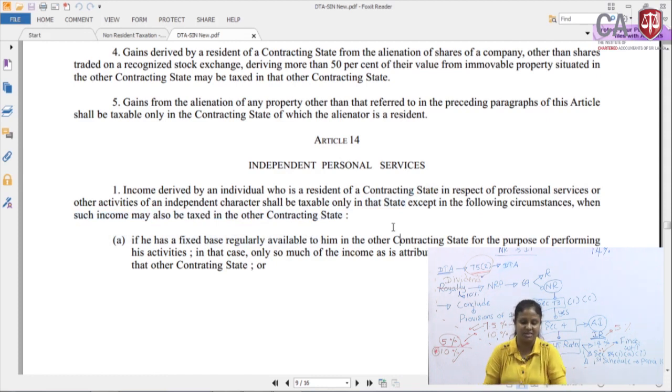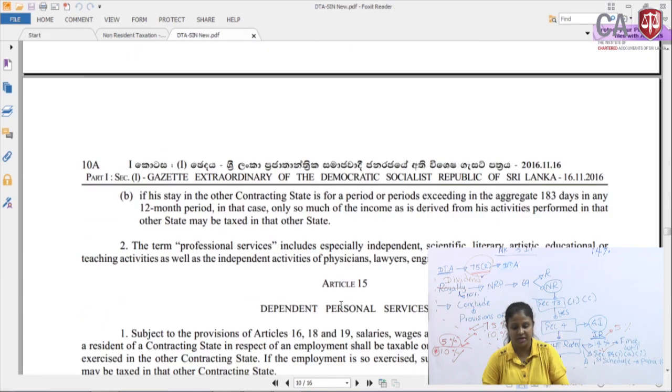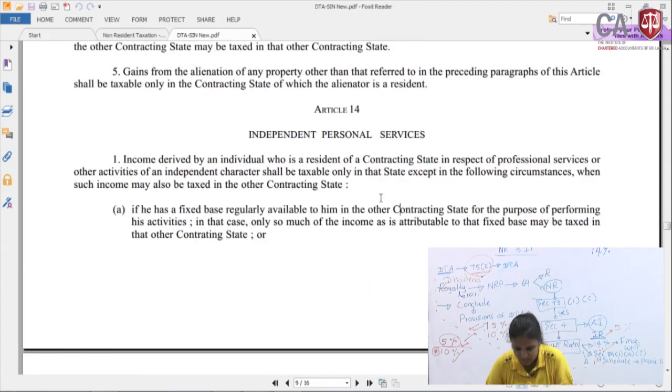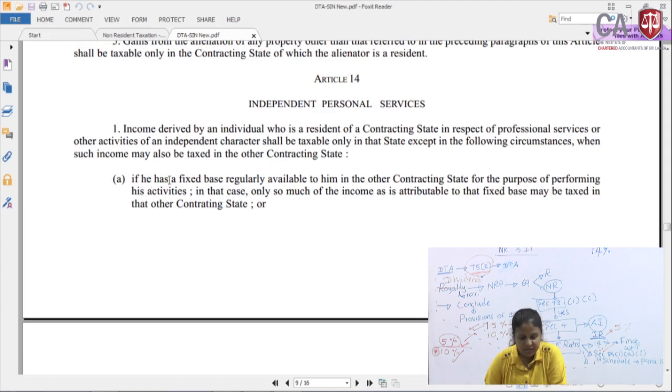The conditions given below, if these are satisfied, then this person shall pay tax in Singapore. If these are not satisfied, he shall pay tax in Sri Lanka also, except in the following circumstances, when such income may also be taxed in the other contracting state. Okay, come to the first one. If he has a fixed base regularly available to him in the other contracting state for the purpose of performing his activities, in that case only so much of the income as is attributable to that fixed base may be taxed in the other contracting state.